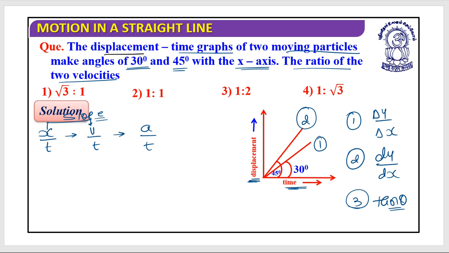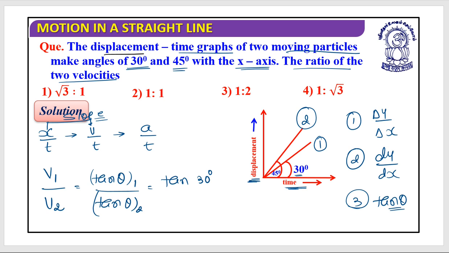So what I can write is velocity of the first particle divided by velocity of the second particle. It is tan theta of the first particle divided by tan theta of the second particle. Now theta of the first particle is 30 degree, so it is tan 30 degree, and theta of the second particle is 45 degree. Now what is tan 30? Yes, it is root 3 by 2. And tan 45 is 1.